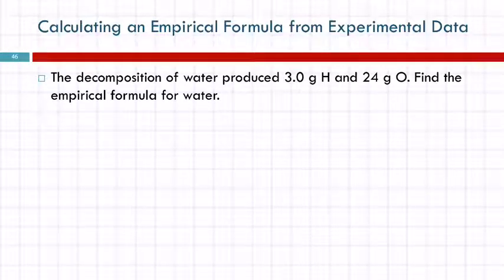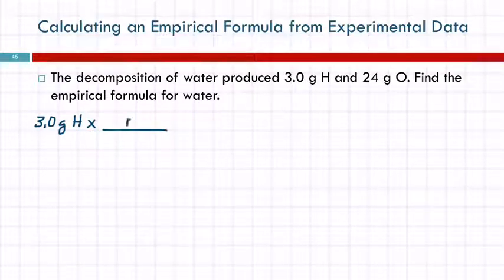Decomposition of water produced 3.0 grams of hydrogen and 24 grams of oxygen. Find the empirical formula. So the first thing, we've got the masses. We need to find the moles of each of these elements. So here's 3.0 grams of hydrogen. I want to find out how many moles of hydrogen that is. I'm going to multiply by moles of hydrogen and divide by grams of hydrogen.